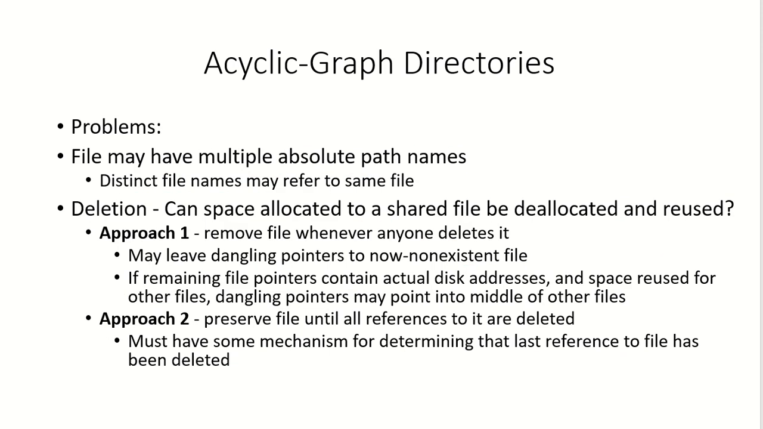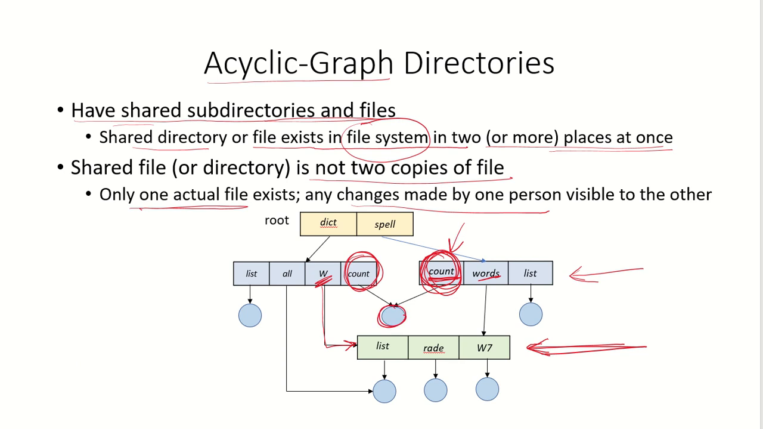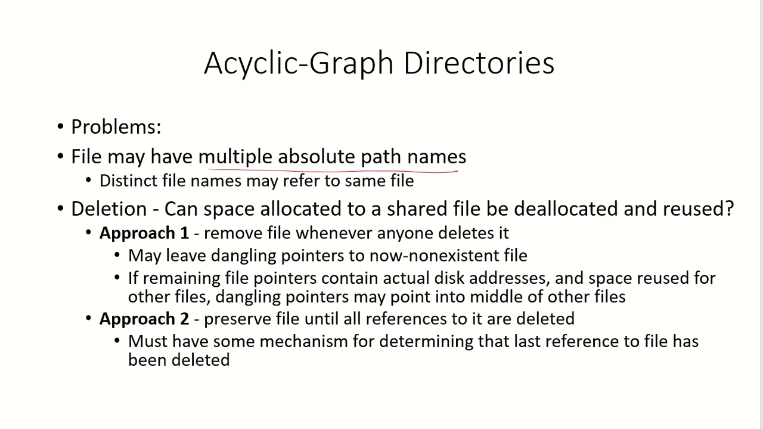So what are the problems in acyclic graph directories? The problems are that the files may have multiple absolute path names. If we talk about this file, its absolute path name is / which is the root, /dict/count, and it can also have /spell/count. So it can have multiple path names over here, and the distinct file names are actually referring to the same file. Also, how to take care of the deletion?